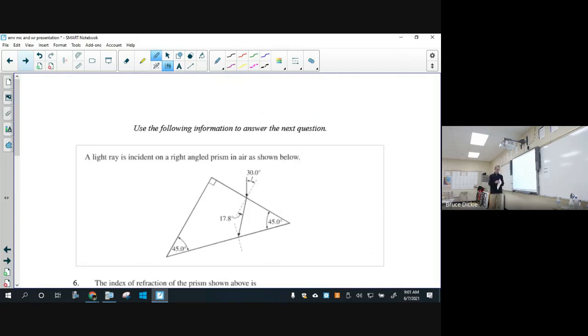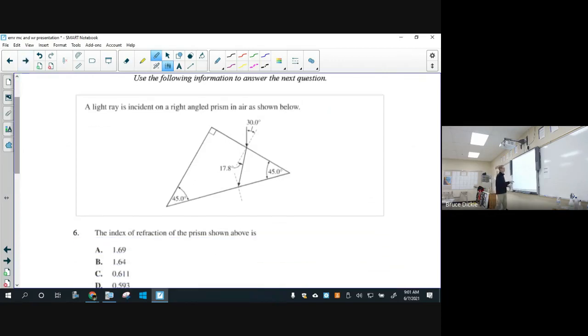Next question is a refraction, Snell's law problem. A light ray is incident on a right-angled prism in air as shown below. The index of refraction of the prism shown above is what? Listen, there's some things here that don't matter. These angles don't matter. It doesn't even matter that it's a right-angled triangle. What matters is that we're going from air, which has an index of refraction of 1.00, to this prism, which has an unknown index of refraction.